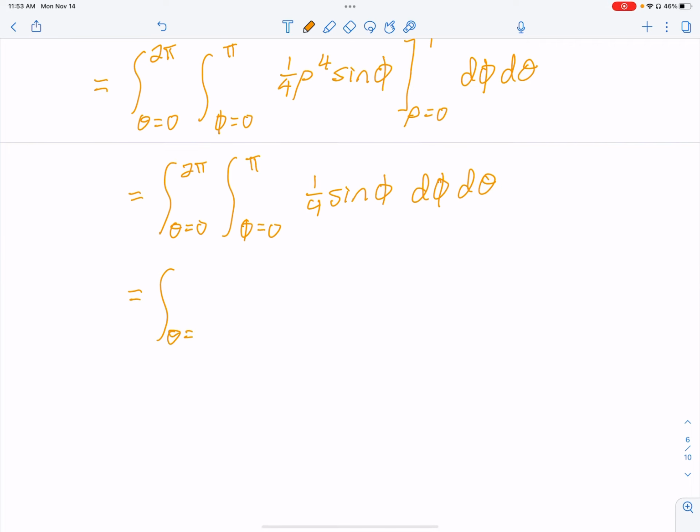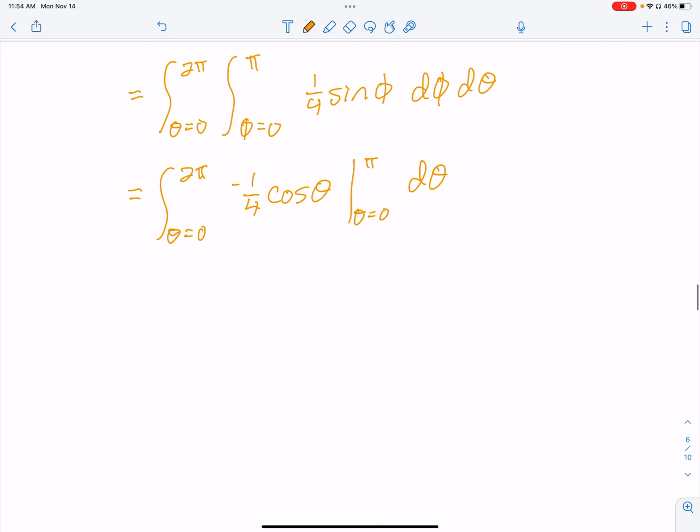I'm going to go ahead and do that integral. We have 1/4, and then it's going to be a negative 1/4 because of cosine, and then we run that from 0 to pi with the d theta left. We're almost there. Oh, and I almost made a mistake. This is phi, not theta. There we go. Caught it before we did it.